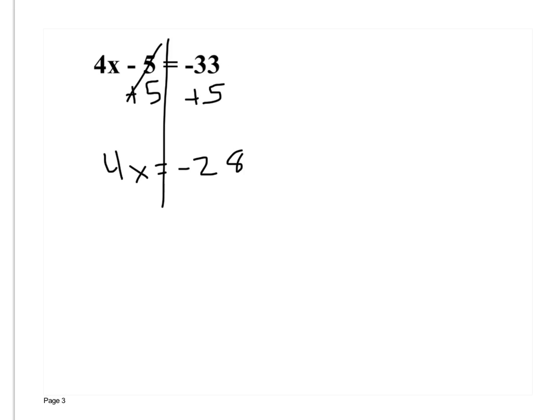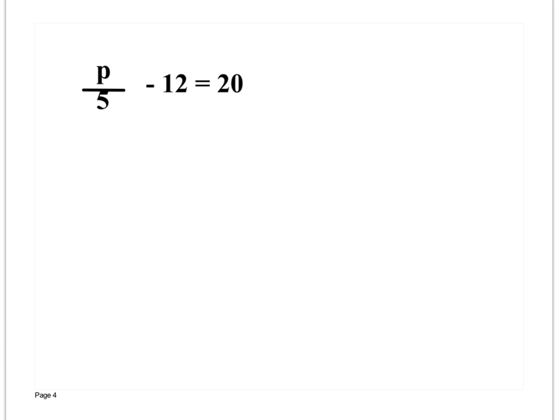I see 4 times x, so how do I undo multiplication? Divide. I divide, thank you. We divide both sides by 4. X equals negative 7. Is that right?